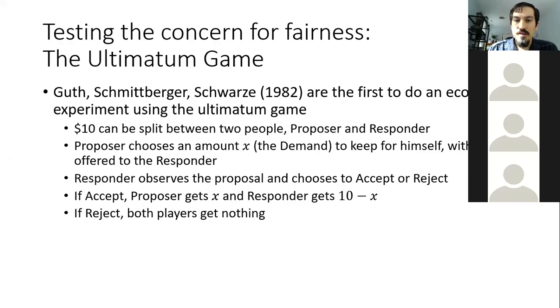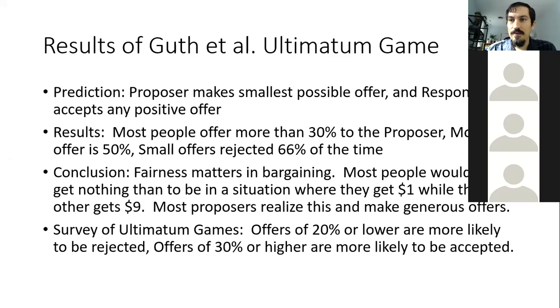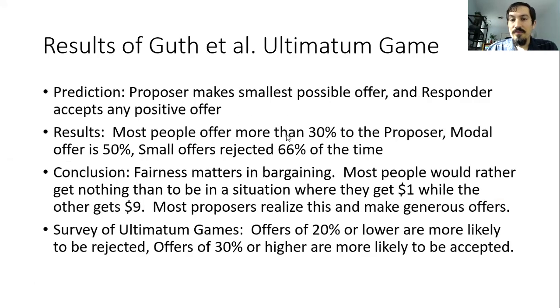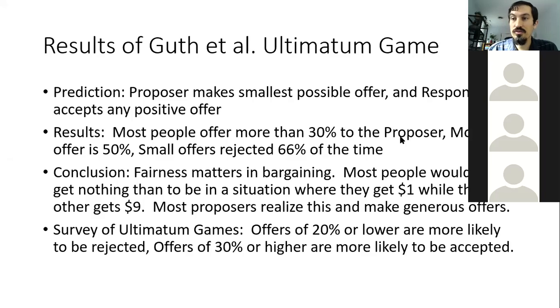The first study was by Guth in 1982, so actually a long time ago. This was one of the first experimental economics papers that made a big splash. They found that most people offer more than 30%. The actual modal offer is 50%. And small offers are rejected most of the time. And this is still true today.